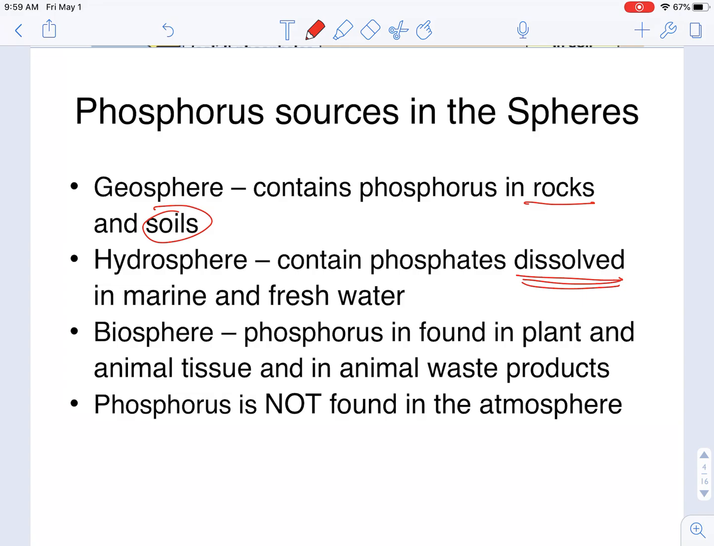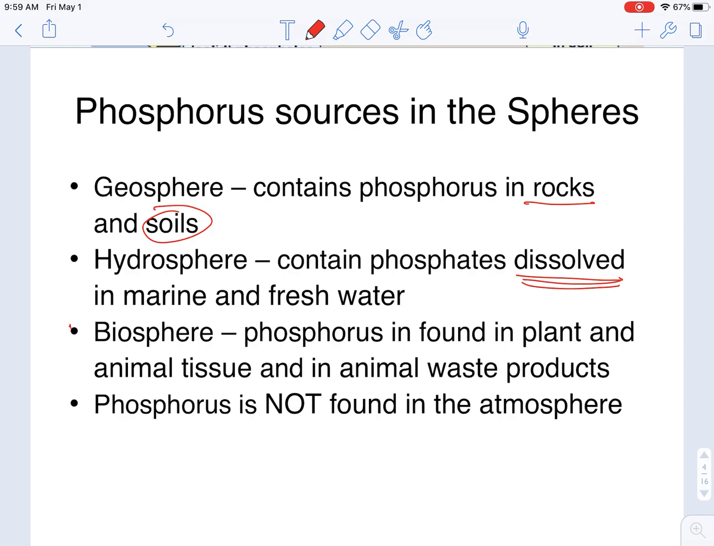Okay, so again, if you're confused about that, just think about how salt is a mineral that can be in a solid form, right? But then when you throw it into water, it dissolves into ions and things like that. So think of it that way. You're taking phosphorus in the solid form, it gets dissolved and can be in both fresh and salt water.